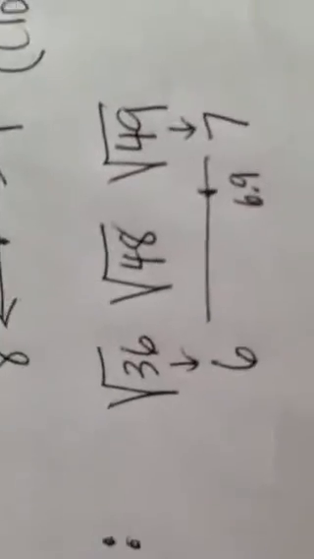So I tried squaring 6.9, and I got 47.61, which is pretty stinking close to 48. So I figured that must be my answer. It's not going to get any closer to that if I'm only going to find it to the nearest tenth.